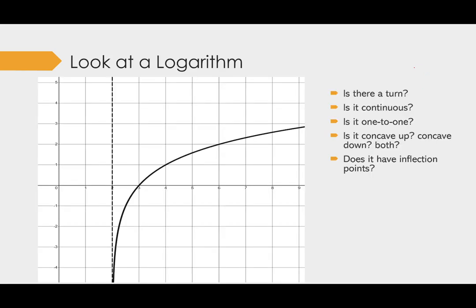All right, you're ready to answer these questions about a logarithm. Here's what the graph looks like to help you out. Is there a turn? Is it continuous over its domain? Is it one-to-one? Try drawing some horizontal lines there. Concave up, concave down. Does it change? And with that, does it have an inflection point?